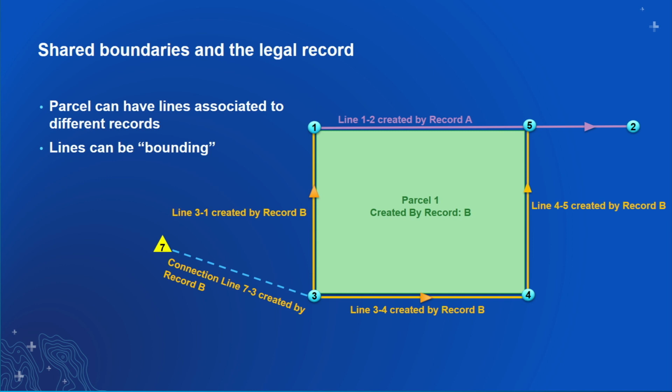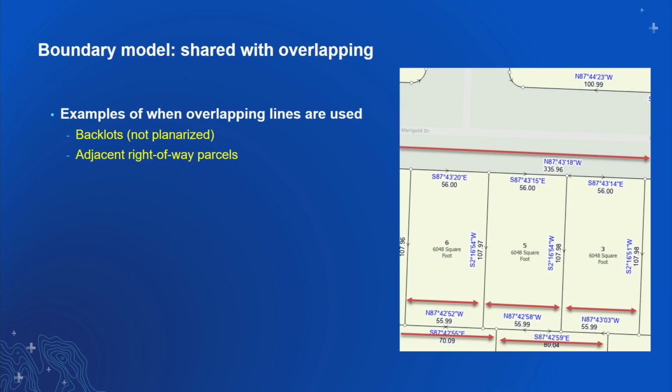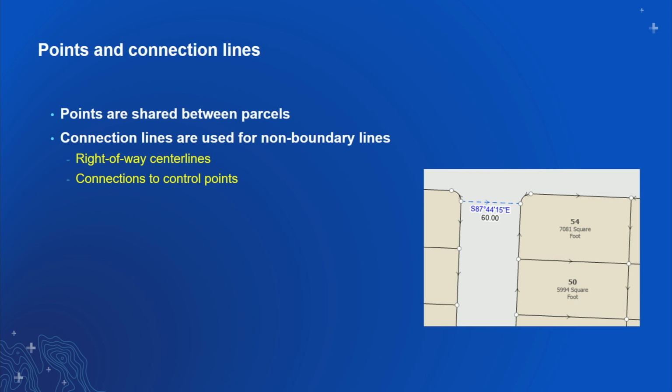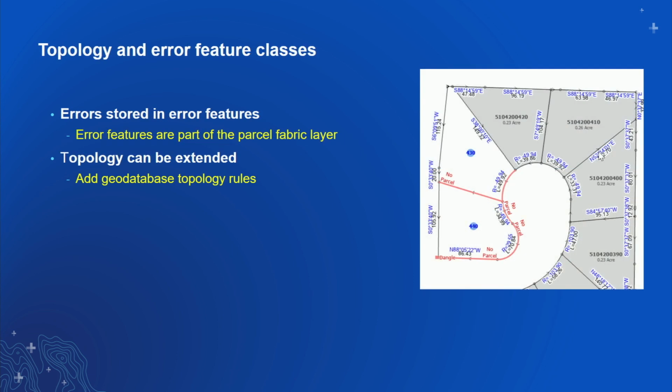So in this particular case, record B created 3 new lines, identified 3 new lines, and just reused that top line going between 1 and 2, so that top line is still associated to record A. Shared with overlapping has more examples. The right-of-way polygon has a single line, and then we also have lines for the lots. And then we have our backlot lines, which are overlapping. Points are shared. This has not changed from the ArcMap Parcel Fabric. Connection lines are in a separate feature class used to show non-boundary lines like right-of-way center lines, connections to control, and so on.